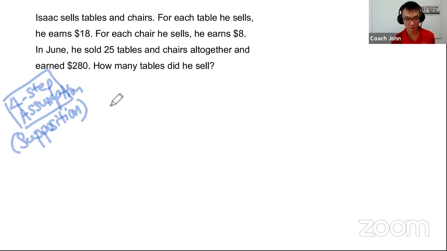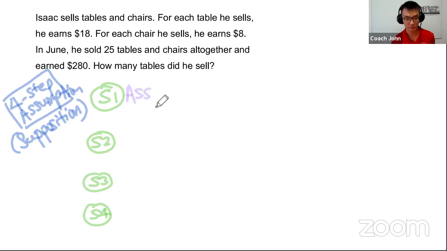I will teach them to quickly write down step 1, step 2, step 3, and step 4. Of course, here I also teach you as well. The first step is always to assume all the opposite, the opposite of what you want to find.